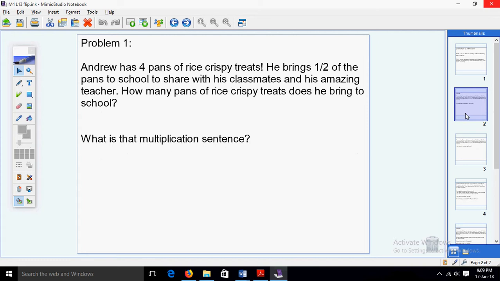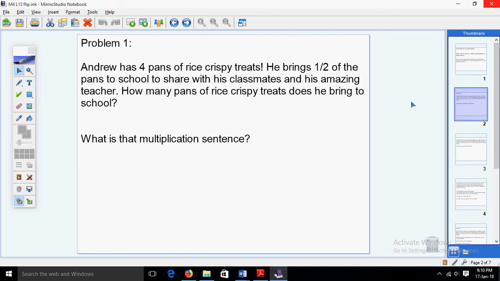Andrew has 4 pans of Rice Krispie treats. If anyone wants to bring in Rice Krispie treats, feel free, because I love those things. Anyway, so he decides he's going to bring half of the pans to school to share with his classmates and his amazing teacher. Yes, that's me. How many pans of Rice Krispie treats does he bring to school?